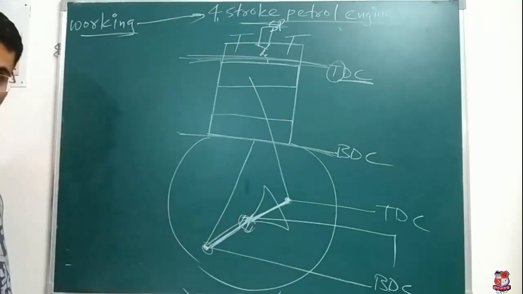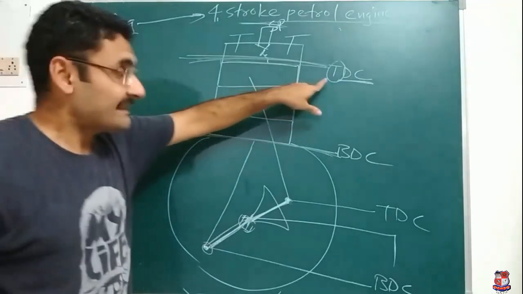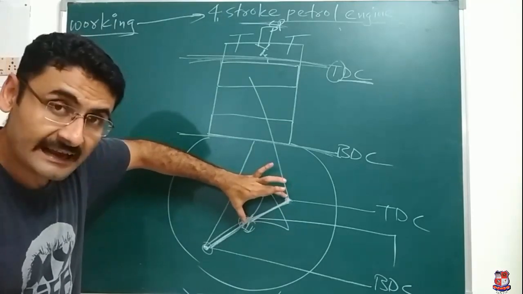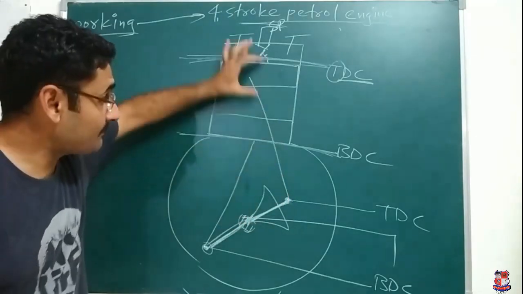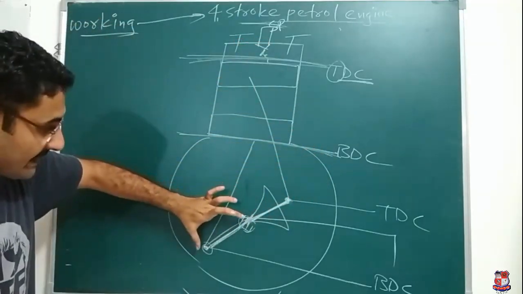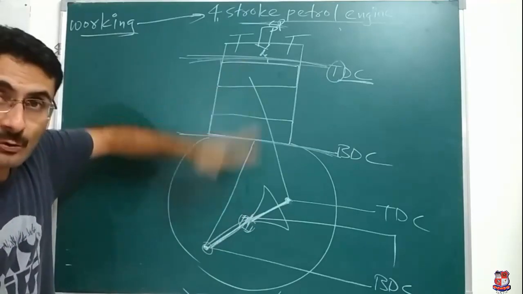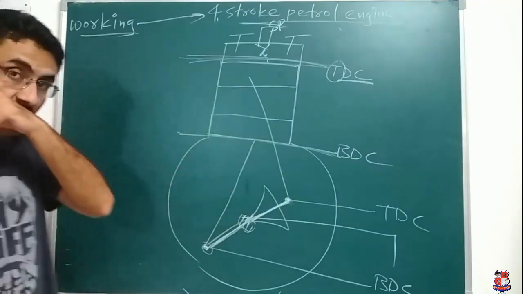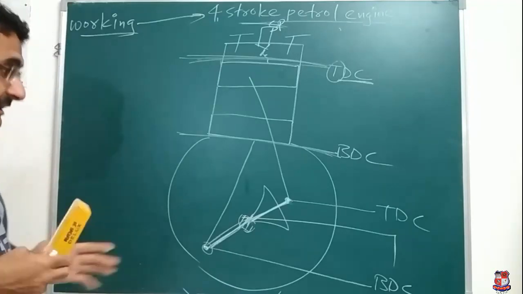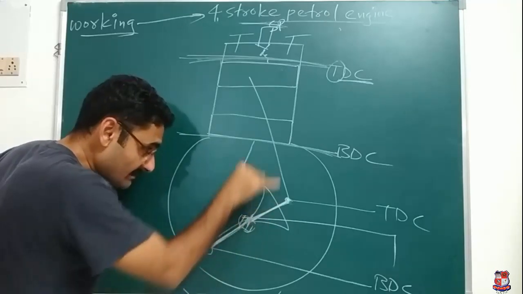Two points are very important to understand. TDC means the position of the crank at which the piston is present at its most topmost position. BDC means the crank is present at this position, so the piston is present at its most bottommost position. Clear about the meaning of TDC and BDC?